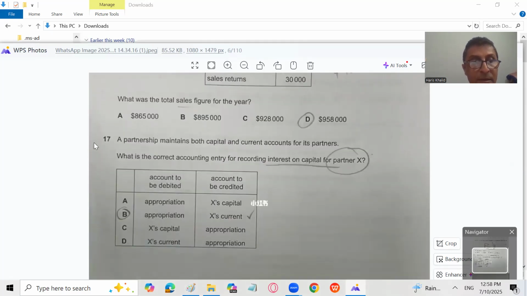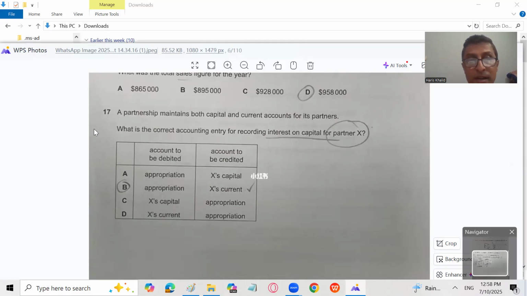Okay. A partnership maintains both capital and current account for its partners. What is the correct accounting entry for recording interest on capital for partner X? Sometimes we believe that interest on capital is an expense. It is an appropriation actually. So what will happen? Profit and loss appropriation account is going to be debited and X current account is going to be credited. Why? Because interest on capital is subtracted from the profit for the year.